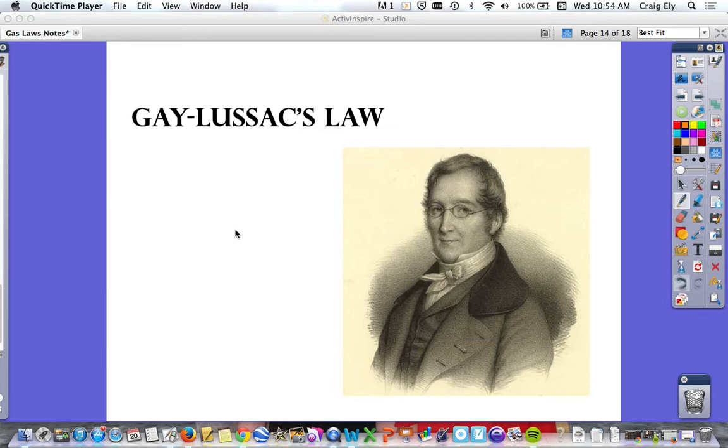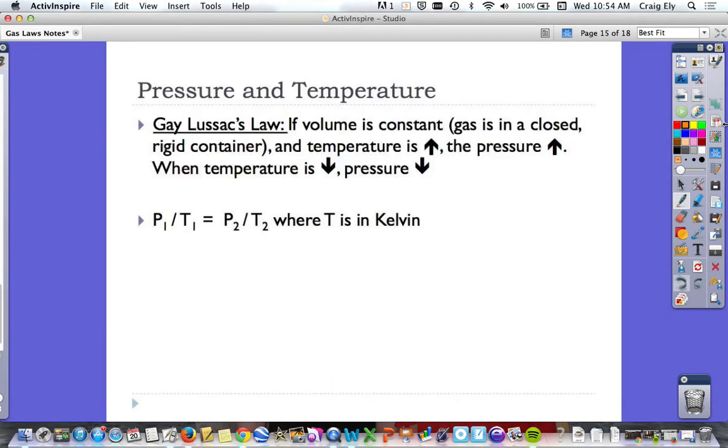Now, let's think back to the other two laws that we've had. We did Boyle's law and we did Charles' law. Boyle's law dealt with pressure and volume when temperature was constant. Charles' law dealt with temperature and volume when pressure was constant. So this law is going to deal with temperature and pressure when volume is constant. So again, in all three laws, we have the three things that we need to consider: temperature, volume, and pressure.